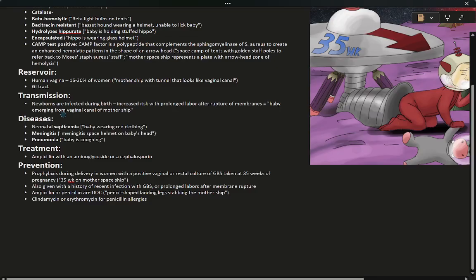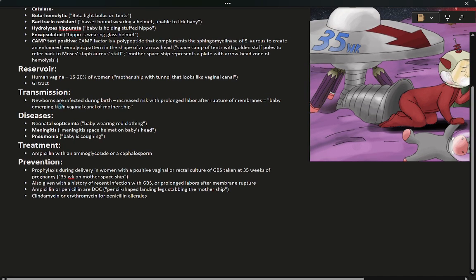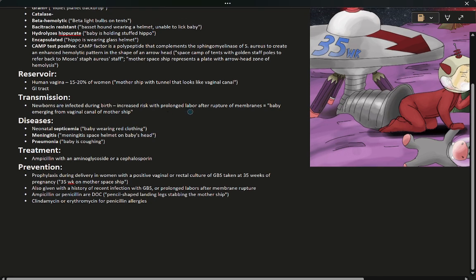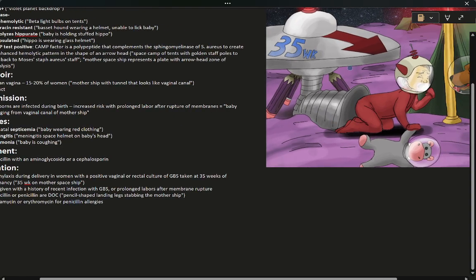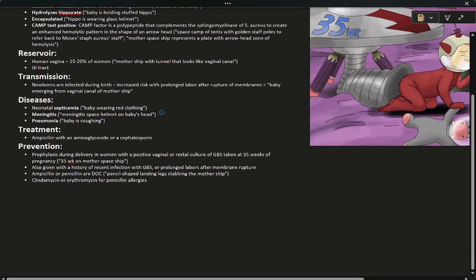The transmission is going to occur through the newborns being infected during the birth, and this is going to lead to increased risk with prolonged labor or after the rupture of the membranes. So this is symbolized by the baby emerging from the vaginal canal of the mothership, as symbolized over here. So that's a form of transmission to watch out for.